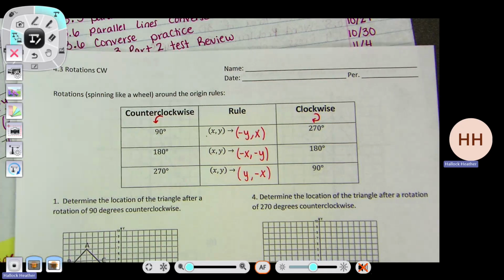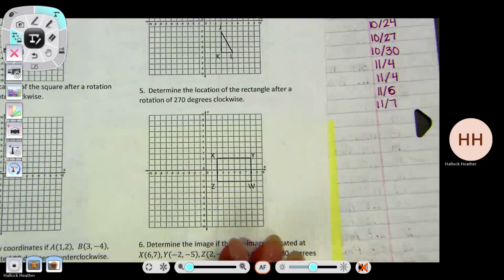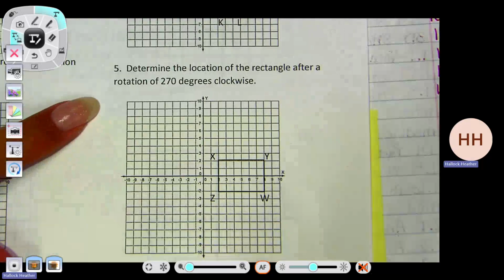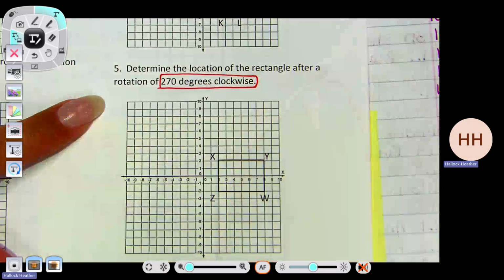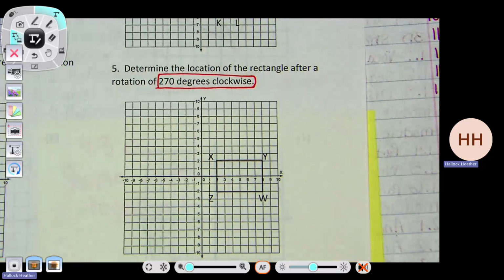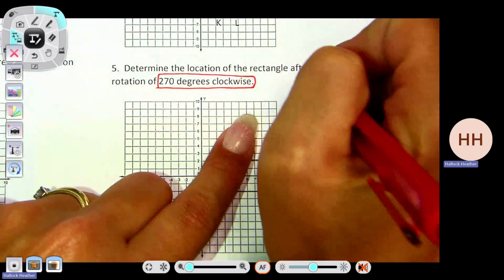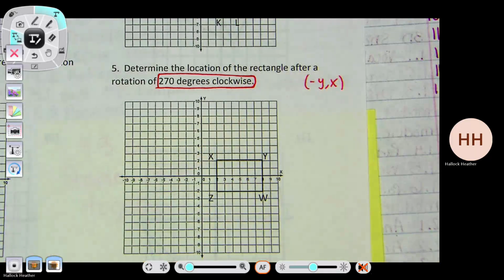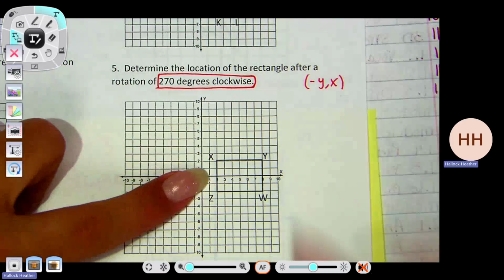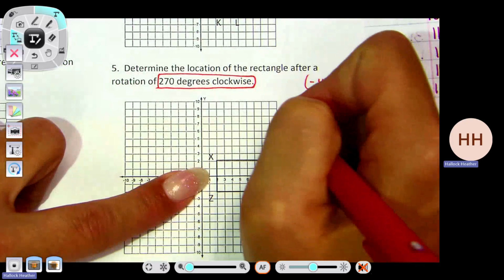Number 5 gives you a rectangle. It says determine the location of the rectangle after a rotation of 270 degrees clockwise. So 270 degrees clockwise is the same as going 90 counterclockwise. What is the rule? Negative y, x. So you should write out the coordinate points because that's the easiest way to do it. This is annoying, but it's okay. Rotations are the only ones that are really annoying.